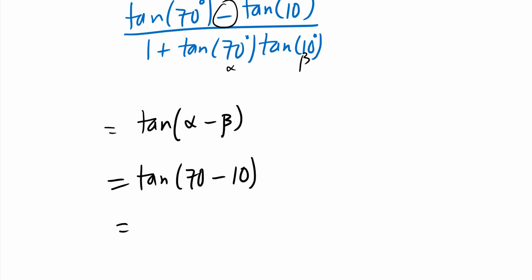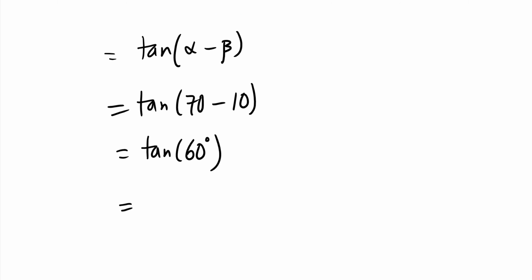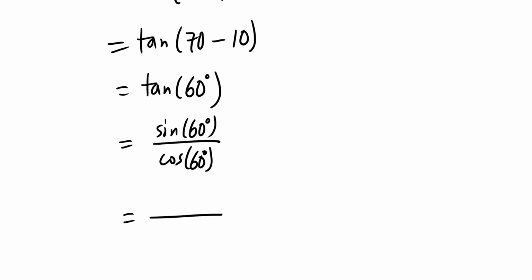So what do we get? Tangent 60 degrees. If you forgot what tangent 60 is, you can write it as sine over cosine, if you like, sine 60 over cosine 60. So what's sine 60? You're supposed to know it. It's the square root of 3 over 2, and its cosine is 1/2. So the 2's cancel, and the answer would be the square root of 3.